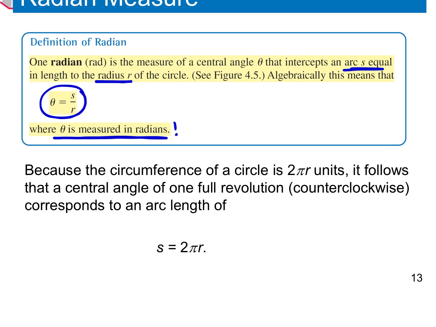Now we'll talk about it a little bit more on the next few pages, but a full revolution, all the way around the circle, is 2 pi radians. We're going to go in between radians and degrees a lot. So 1 full revolution in degrees is 360 degrees. So 360 degrees is equivalent to 2 pi radians.